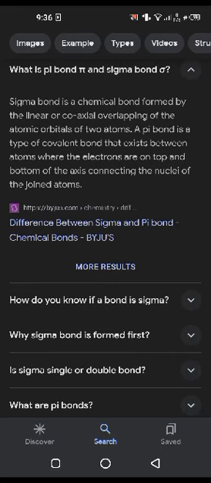A sigma bond is a chemical bond formed by the linear or coaxial overlapping of the atomic orbitals of two atoms. A pi bond is a type of covalent bond that exists between atoms where the electrons are on the top and bottom of the side connecting the nuclei of the joined atoms.